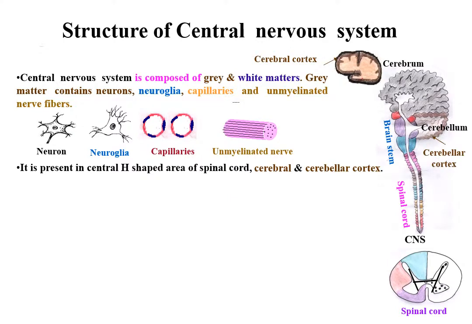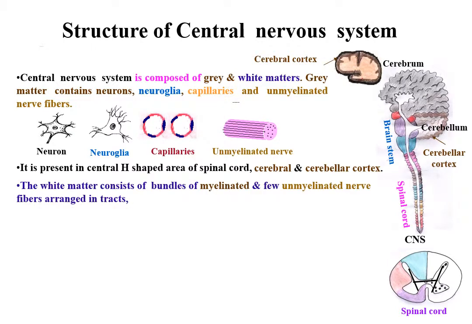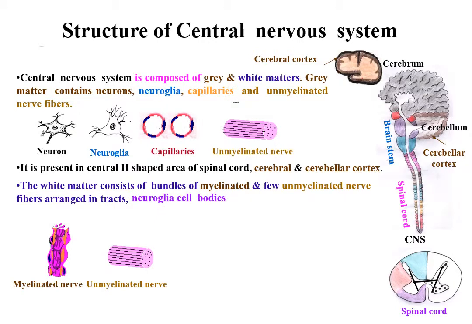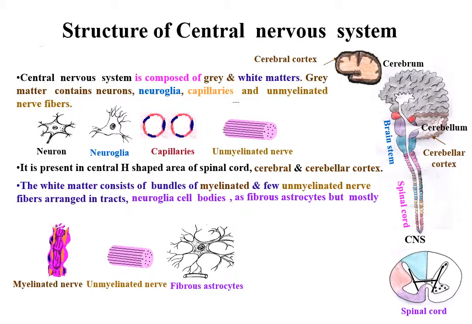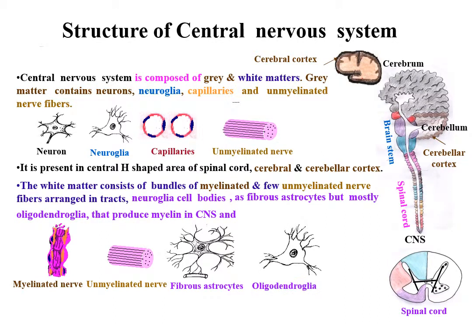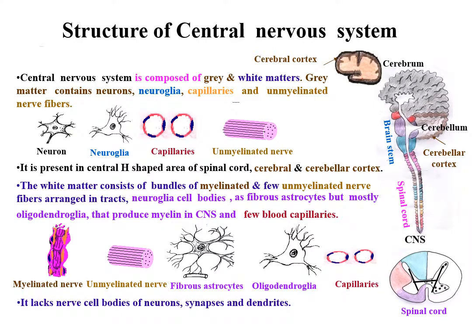The white matter, on the other hand, consists of bundles of myelinated and few unmyelinated nerve fibers arranged in tracts, neuroglial cell bodies as fibrous astrocytes, but mostly oligodendroglia that produce myelin sheaths in the central nervous system, together with a few blood capillaries. The white matter lacks nerve cell bodies of neurons, synapses, and dendrites.